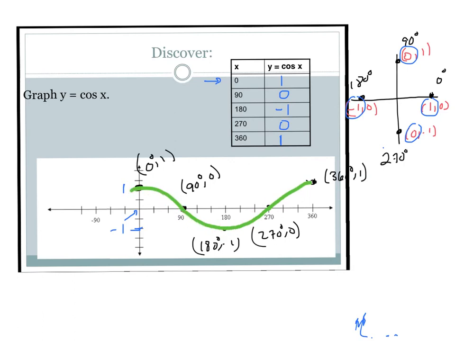But technically, negative 90 is the same as 270. So the graph would technically extend through here and keep on coming down. And this shape keeps on going and going and going. And so this is how we would graph cosine.